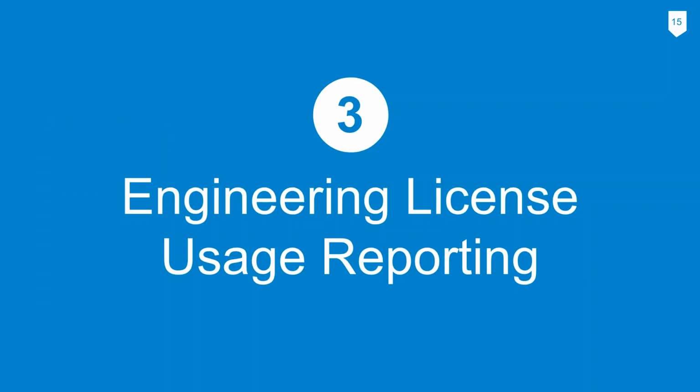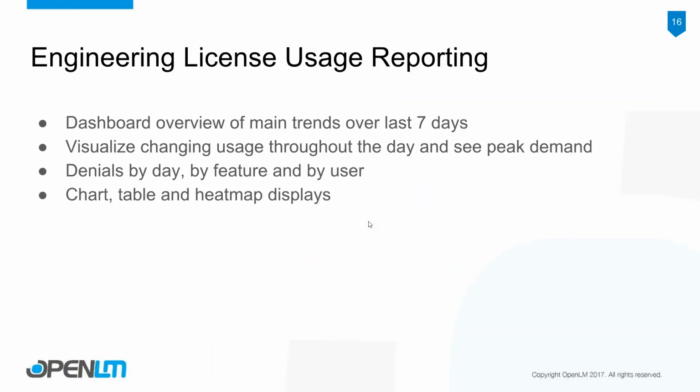Engineering license usage reporting is, well, we've looked at inventory and current usage. Now we're going to focus on the history. This can mean yesterday, last week, or maybe last 3 months. There are a host of structured usage reports in OpenLM, from the dashboard giving an overview of the last week, to visualizations of how usage changes during the day, to denial reports. The reports come in the form of charts, tables, and even heat maps.